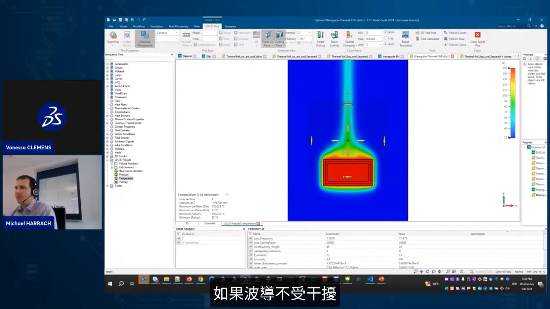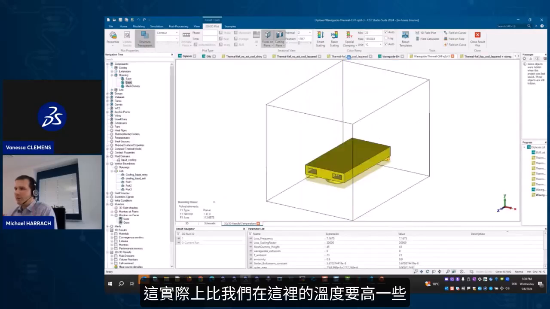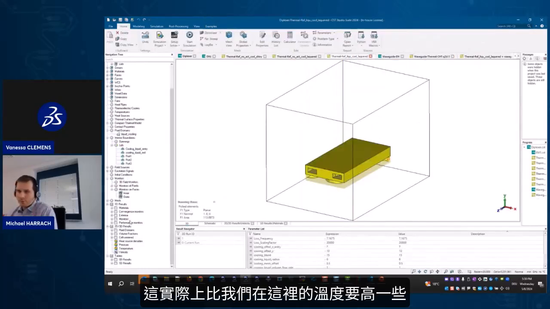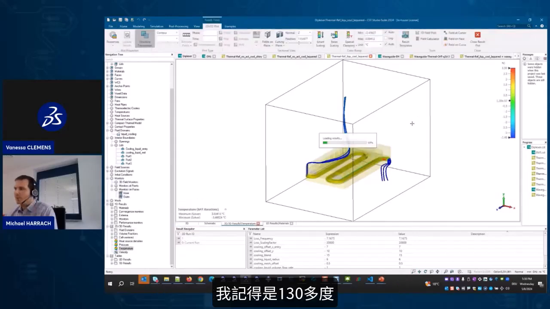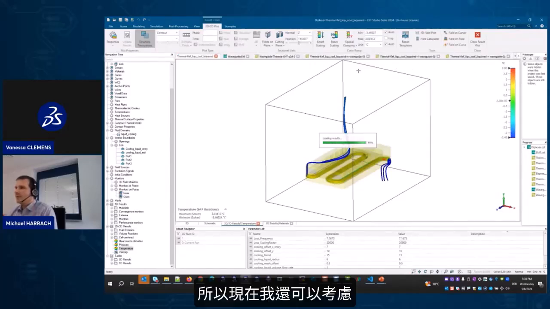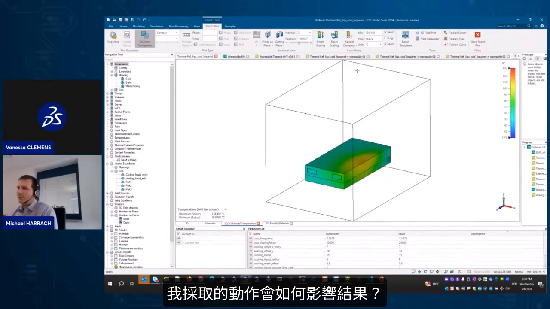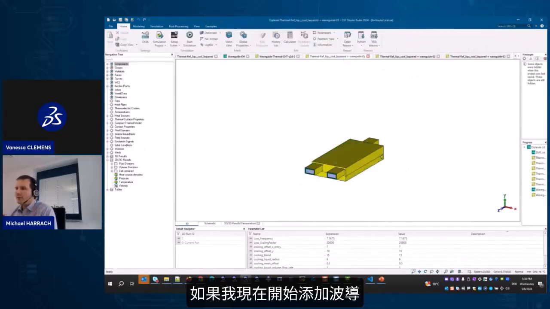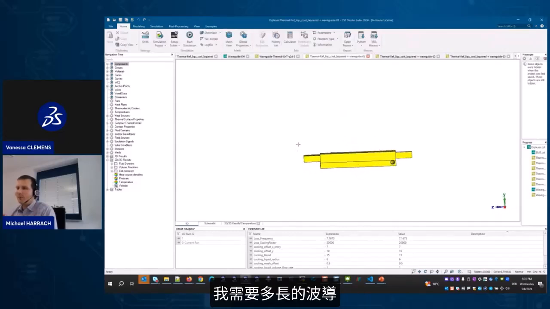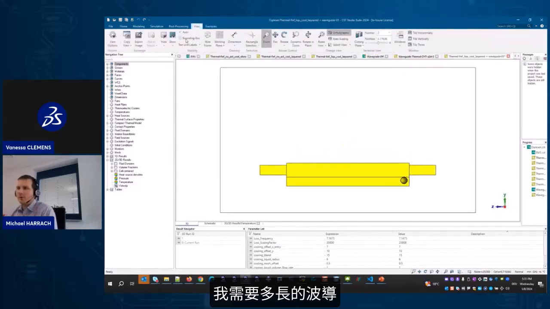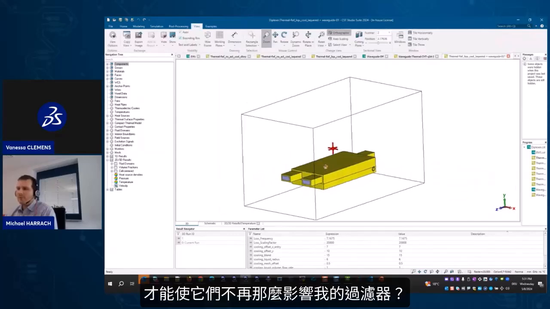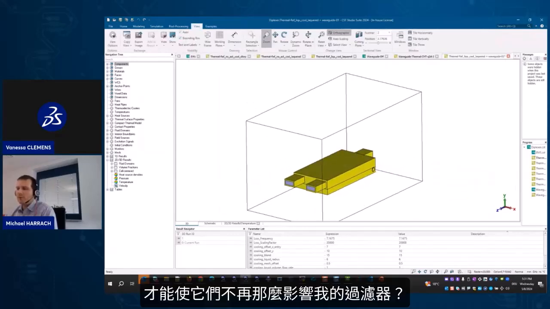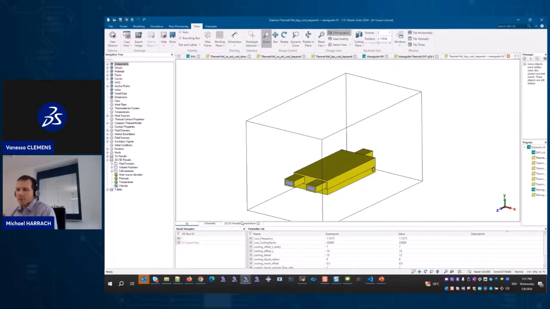If the waveguide was to be undisturbed, so I'm going up to around 150 degrees Celsius, which is actually a little bit hotter than what we had here for the temperature, which went up to, I think it was 130 something. And yeah, so now I could also consider, how does it influence results if I now start adding waveguides, and how long do I have to make these waveguides before they don't influence my filter that much anymore?